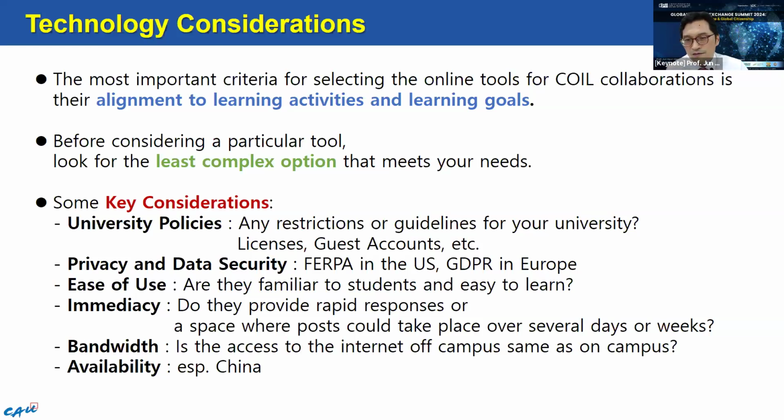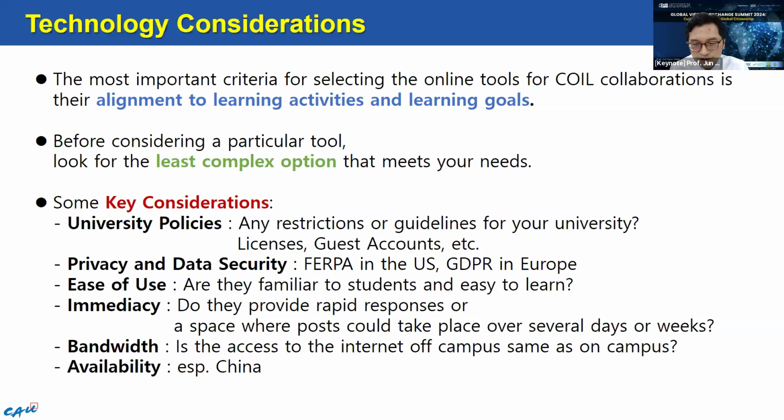But still, there are additional considerations. In some cases, university policies. Some universities have restrictions on using specific tools because of license problems. In Korea also, some apps or software are not allowed to be used on campus. So we need to check these kinds of limits. Then the privacy problems. In Korea we have a very high level of privacy protection, so this is also very important. And the technology should be easy to use, and immediacy is also important, because whether we can provide rapid responses or the asynchronous space can actually take place over several days or weekends. So this is also another consideration.